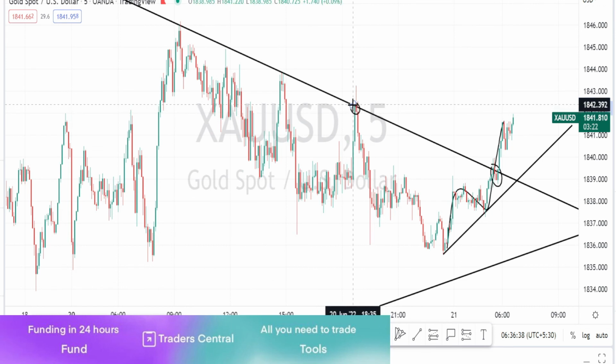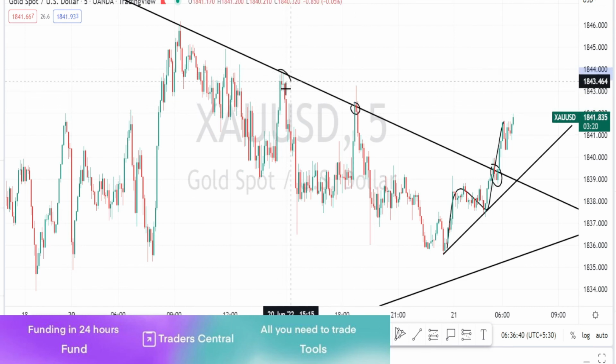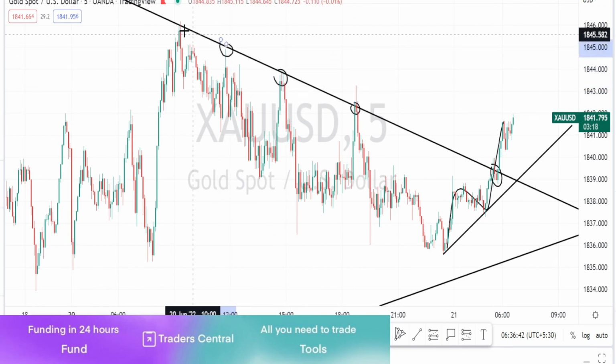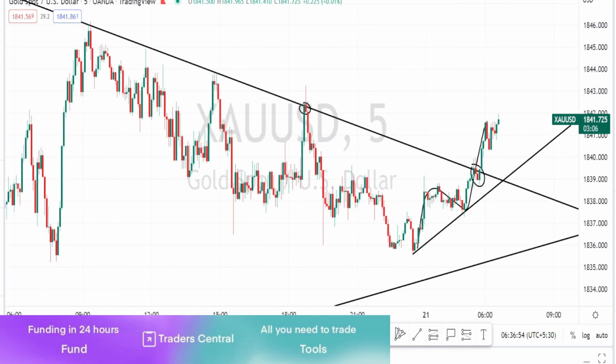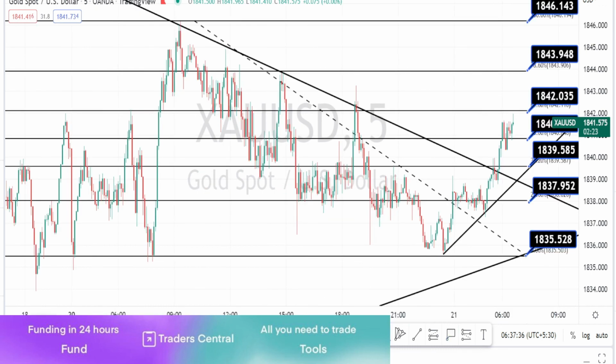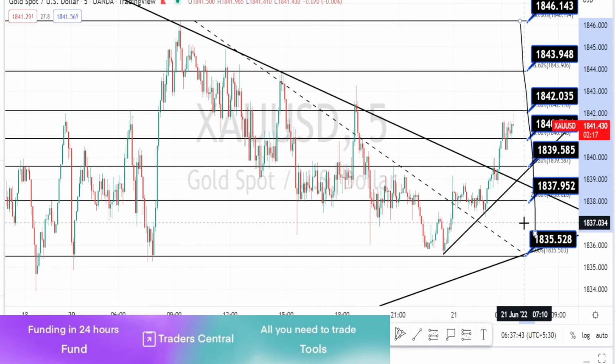And if the bullish trend continues, previous highs will be acting as a resistance line for the 5 minutes time frame. Let us mark the support and resistance levels. So the values within this black color boxes are the resistance and support levels for 5 minutes time frame.